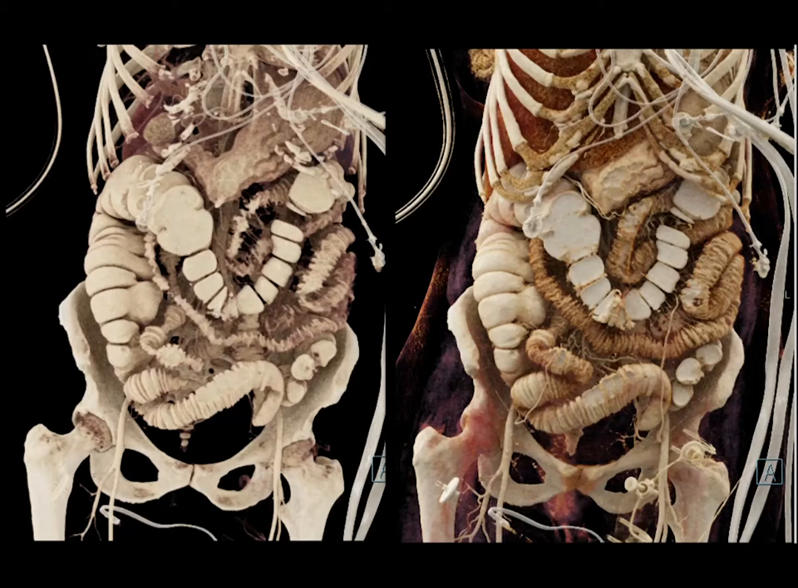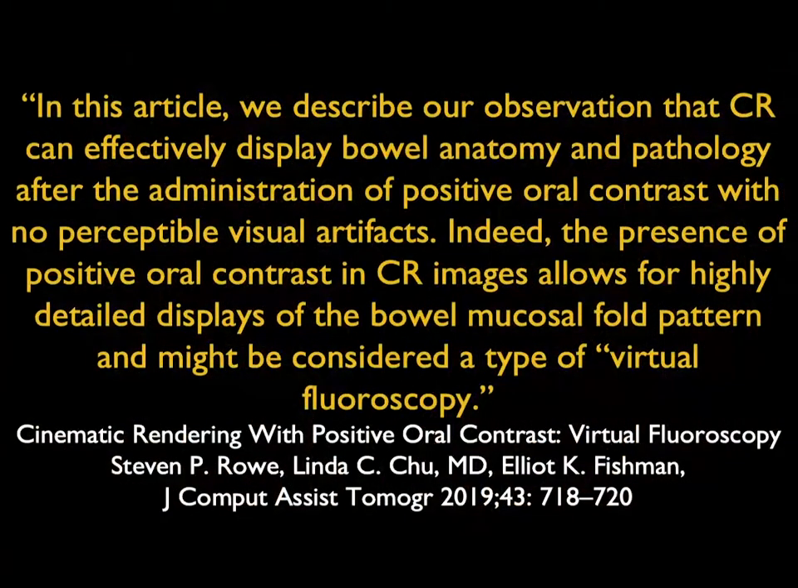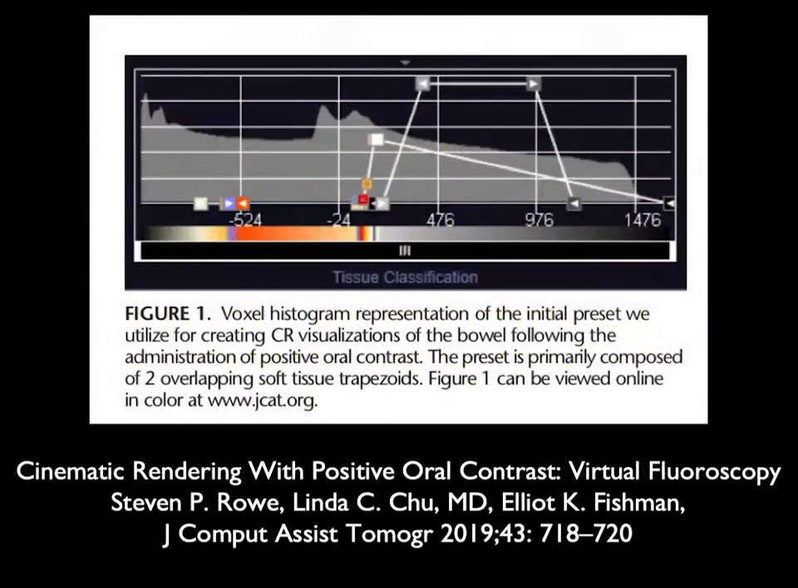Look at the diseased bowel here. Look how clearly you can see the thickened and inflamed ileum, which is again very, very nicely shown here as well. And a really good article by Linda Chu and Steve Rowe goes into, again, the role of potentially virtual fluoroscopy. And again, it's based on creating the correct trapezoids.